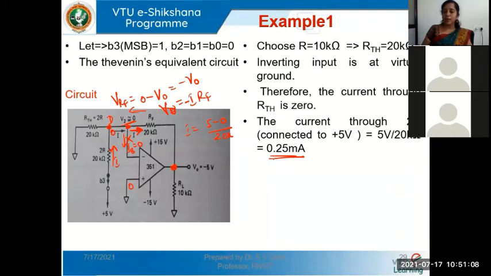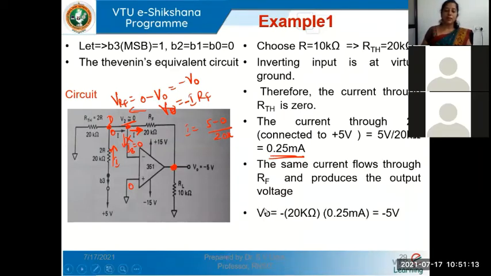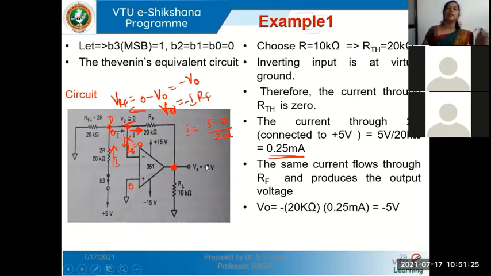What is the value of I? 0.25 milliamps. And what would be the value of V0? I into RF with a negative sign. You will get around minus 5 volts. So the output voltage turns out to be around minus 5 volts in this case, which is almost same as the reference voltage which we connect. So for the condition when the MSB bit is 1, I am getting an output voltage which is almost equivalent or exactly equivalent to the VR.